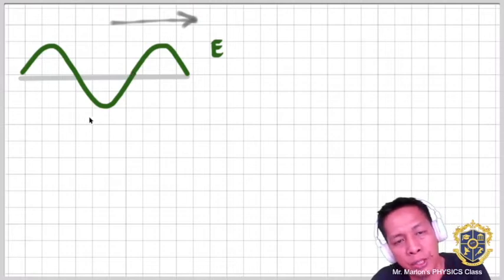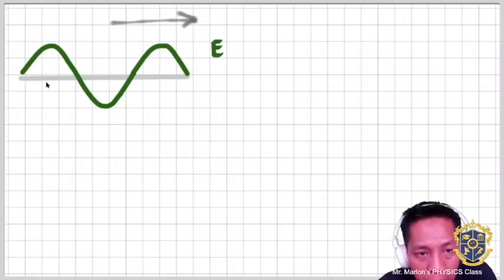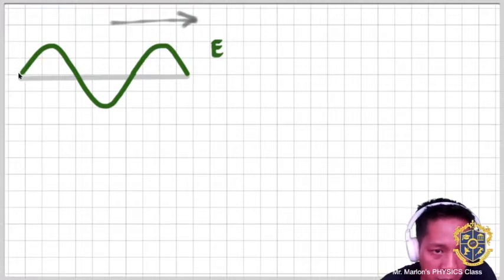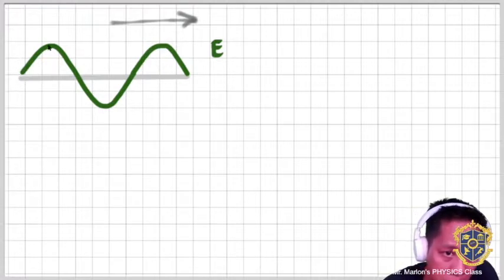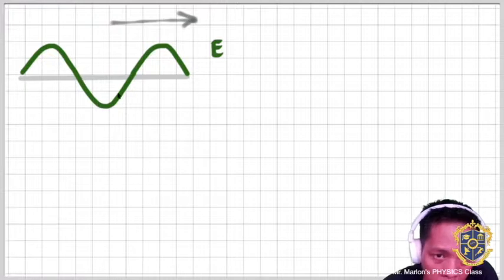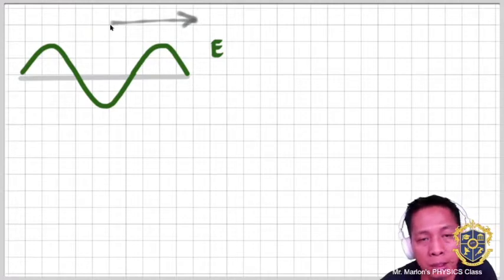Imagine we have a wave here, guys. This gray line here represents the undisturbed medium. The moment you disturb it here, you will have a wave represented by the green curve. It goes this way and continues here. As you can see, the wave direction is represented by the arrow.